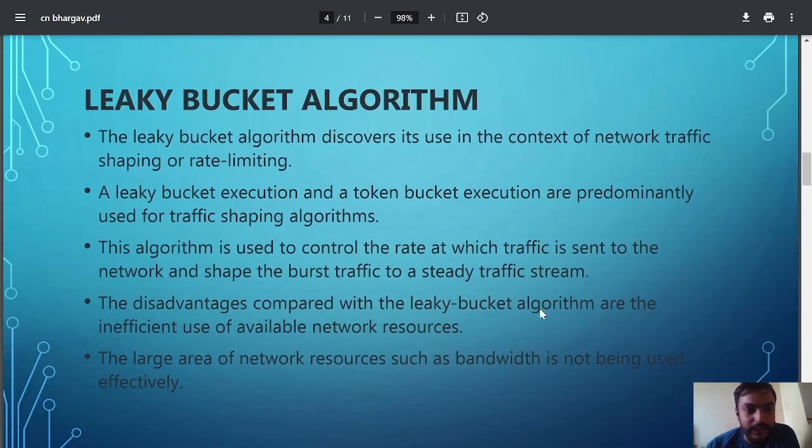Leaky bucket algorithm. The leaky bucket algorithm finds its use in the context of network traffic shaping or rate limiting. Leaky bucket and token bucket implementations are predominantly used for traffic shaping algorithms. This algorithm is used to control the rate at which traffic is sent to the network and shape bursty traffic into a steady traffic stream. The disadvantage compared with the token bucket algorithm is the inefficient use of available network resources. Large amounts of network resources such as bandwidth are not being used effectively.